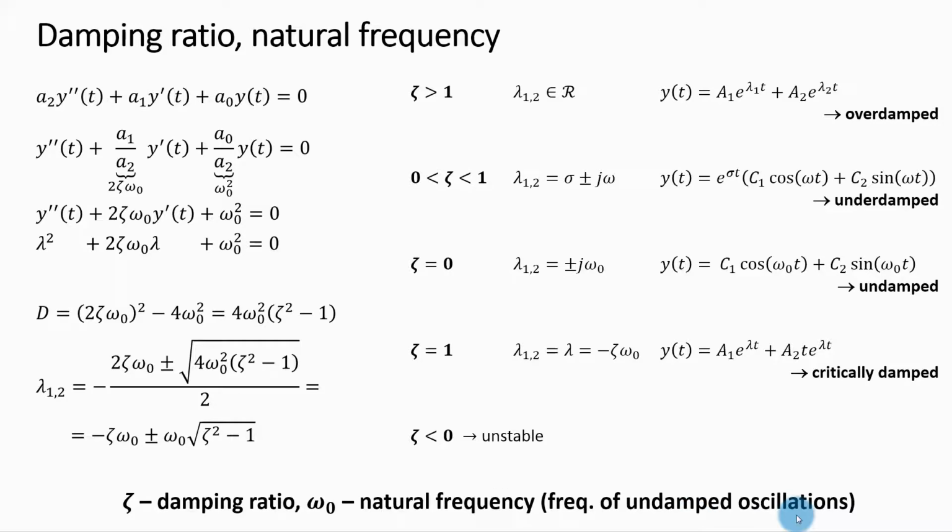Well, because if we have the case with undamped oscillations, which is this case, the omega naught will be the frequency with which the system will oscillate. Okay, that is all about damping. Now let's move on to non-homogeneous systems.